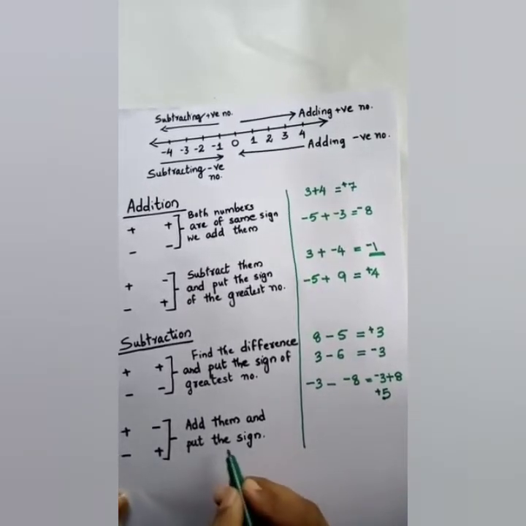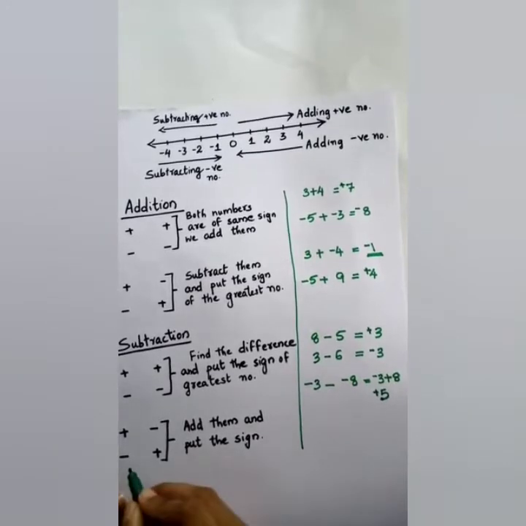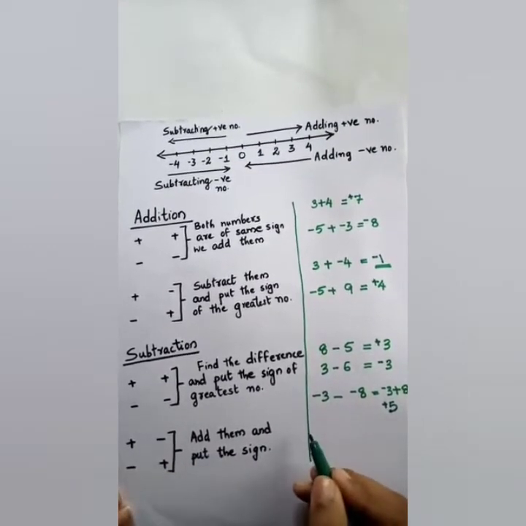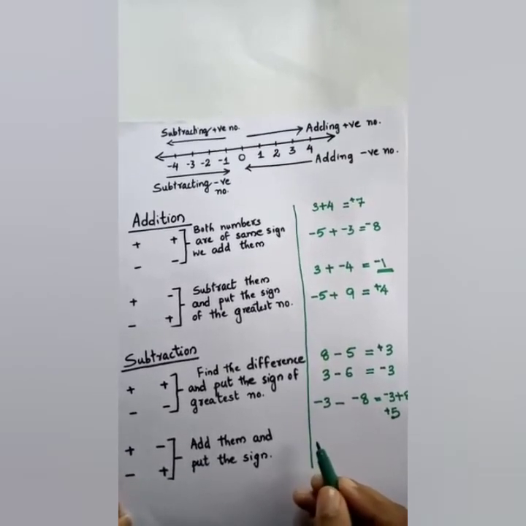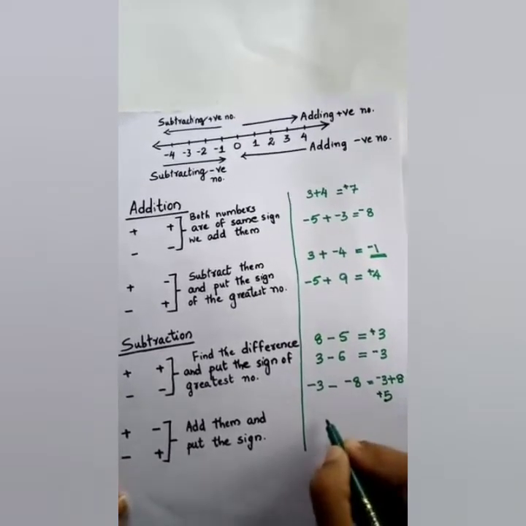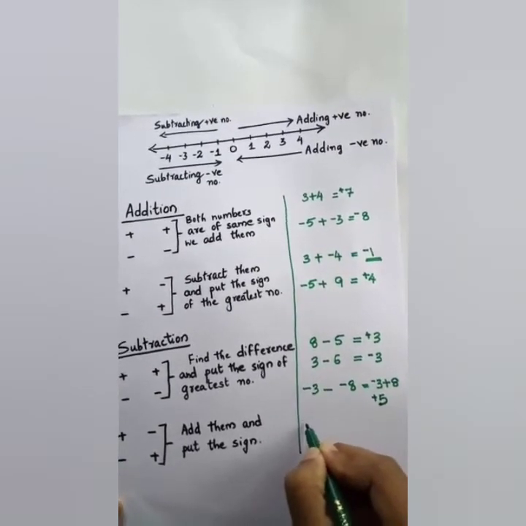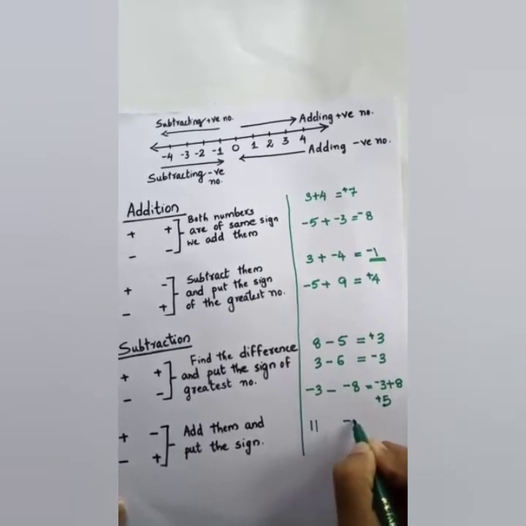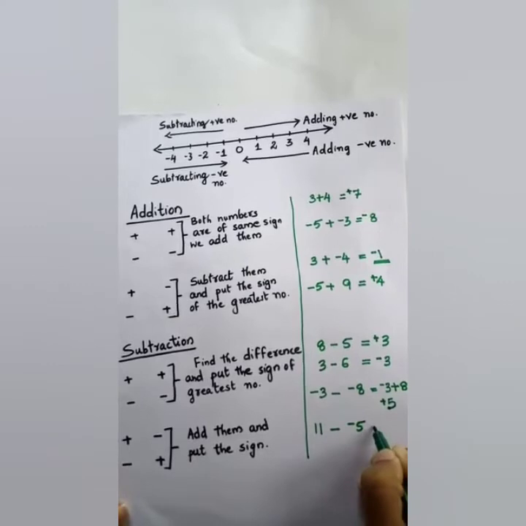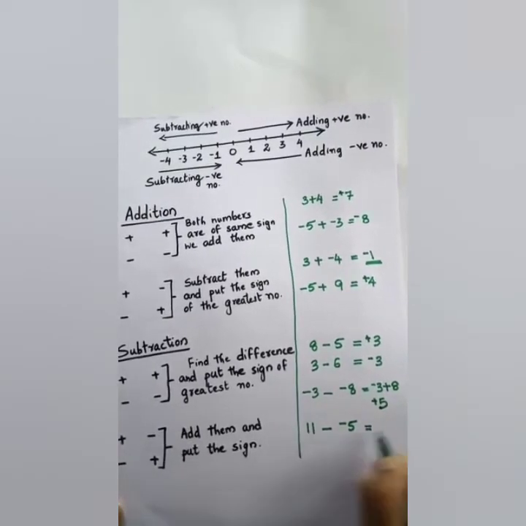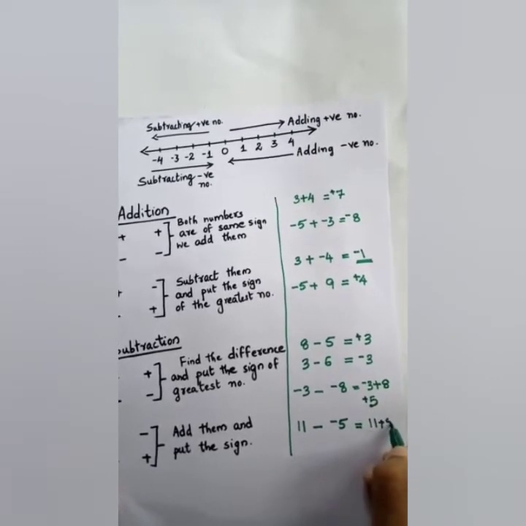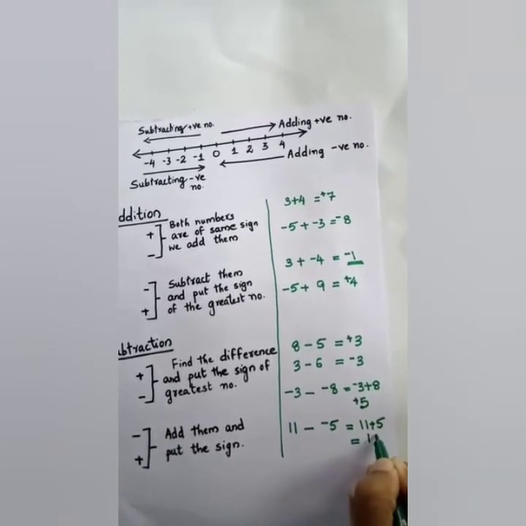Now, if we are subtracting numbers with different signs, what do we have to do? We have to add them and put the sign. Now, consider the example 11 and minus 5. If we are subtracting, what will we get? 11, minus into minus, we will get plus 5. We will get 16.